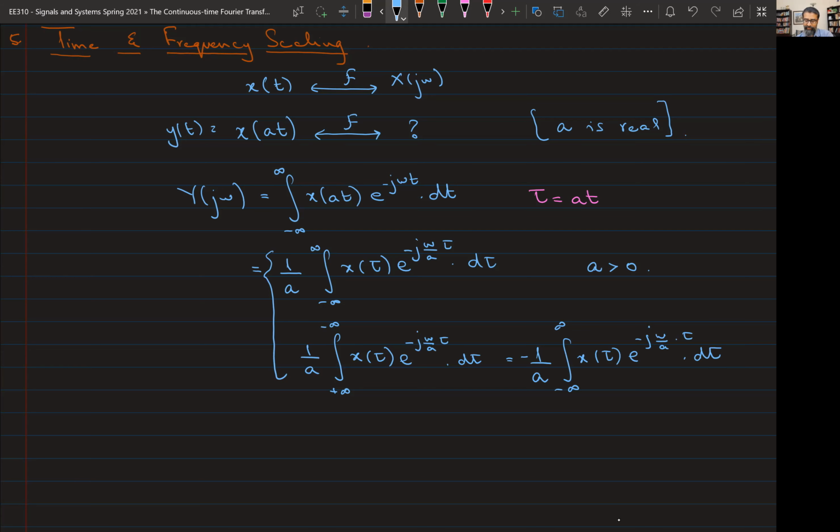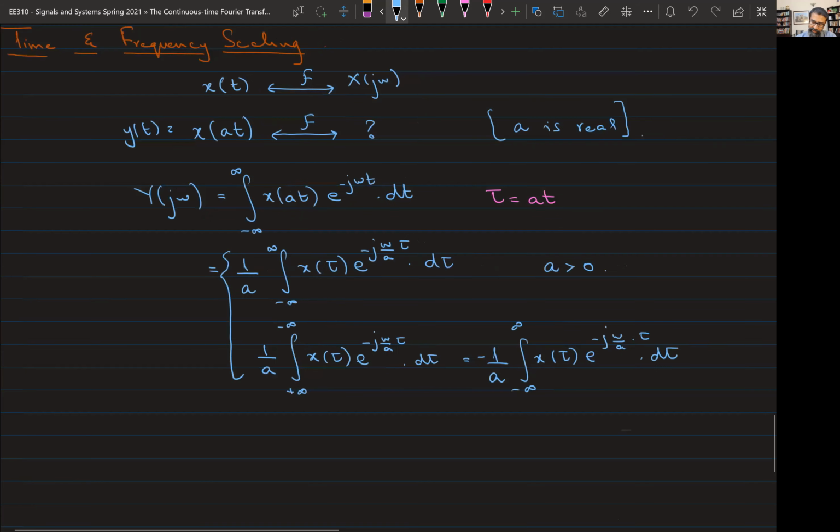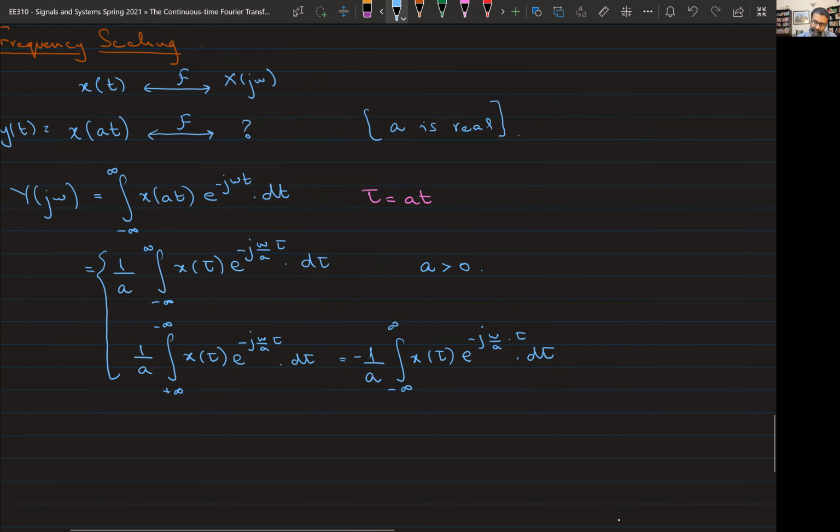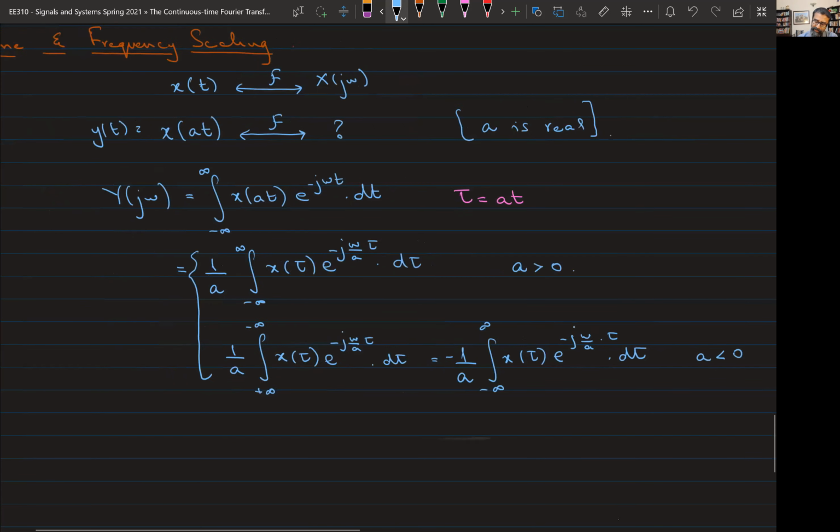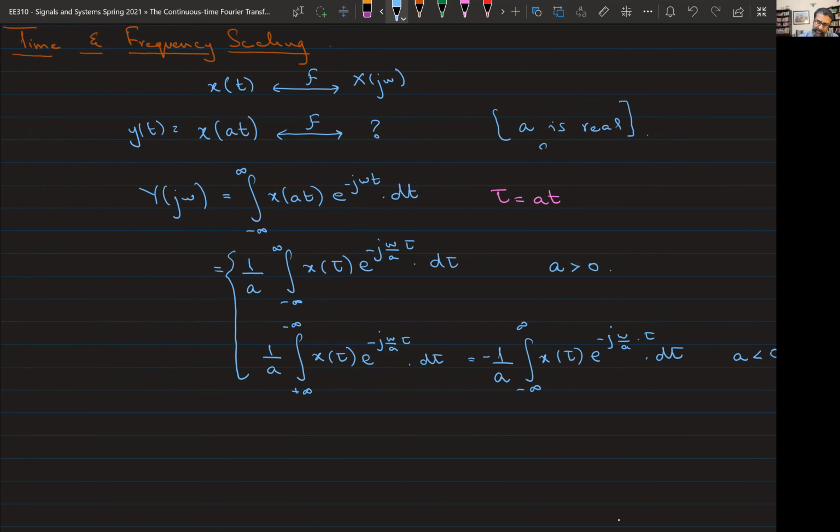So what do I have here then? By the way, this is the case when a is less than zero, and let me just point out here, a is not equal to zero. We're considering only the case when a is not equal to zero. So can I lump this together into a single expression? When a is positive, I have 1 upon a. When a is negative, I have minus 1 upon a. Can I write this down as a single equation?